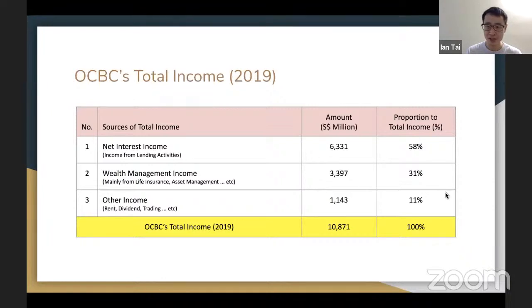So as we can see here, 58% of the income comes from its lending activities. 31% will come from its wealth management income. There are all kinds of wealth management income, but here I'm going to just leave it to the two main ones. The first one, I think, is a very well-known life insurance company. And guess what the life insurance company is?